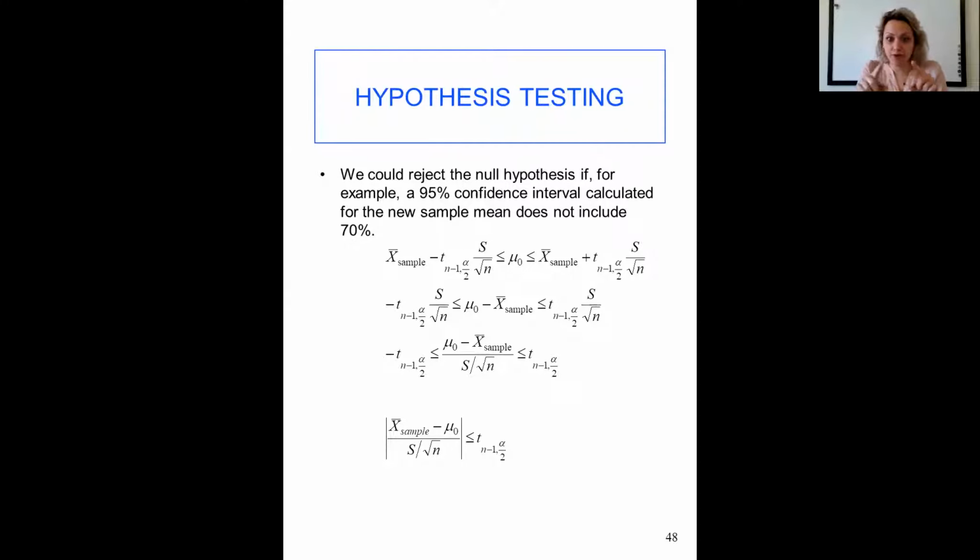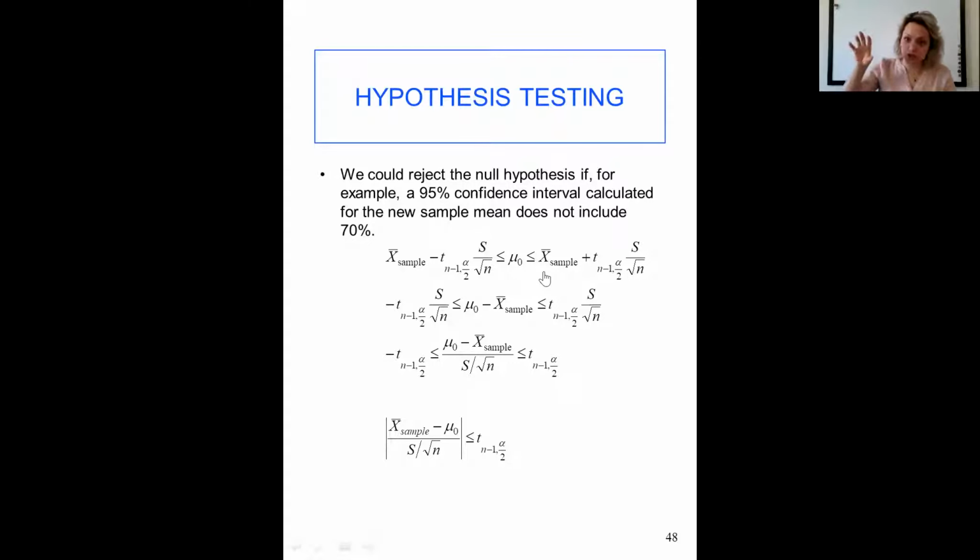With the confidence interval, we start with defining the interval, but with the hypothesis test, we are going to work with what we call the test statistic. We are going to start with this test statistic. Now let's look at it. So we say mu null is between x bar plus or minus the margin of error.